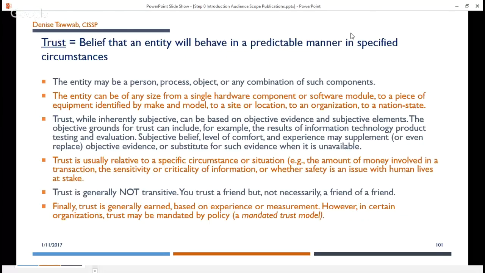Trust is usually relative to a specific circumstance or situation. For example, the amount of money involved in a transaction, the sensitivity or criticality of information, or whether safety is an issue with human lives at stake. Trust is generally not transitive. You trust a friend, but not necessarily a friend of a friend. And finally, trust is generally earned based on experience or measurement. However, in certain organizations, trust may be mandated by policy. And that's called a mandated trust model.